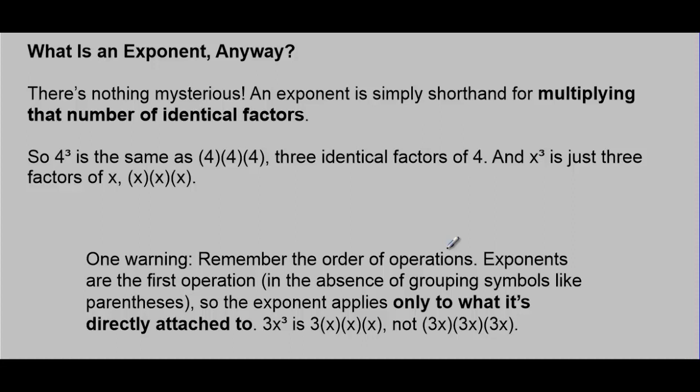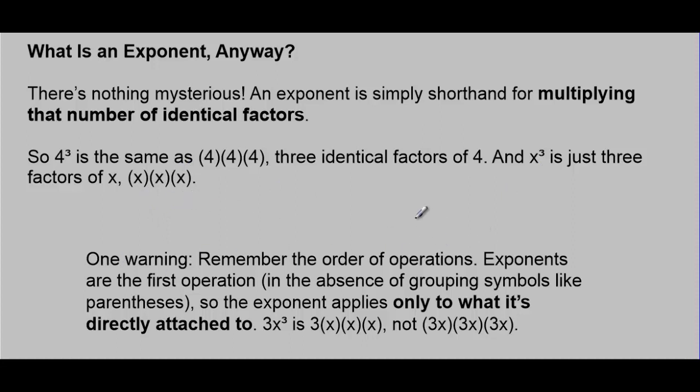We say that we're multiplying a number of identical factors. So 4 to the exponent 3 would be the same thing as just writing 4 multiplied by itself 3 different times. Just like x to the exponent 3 is just the same as multiplying x by itself 3 different times.